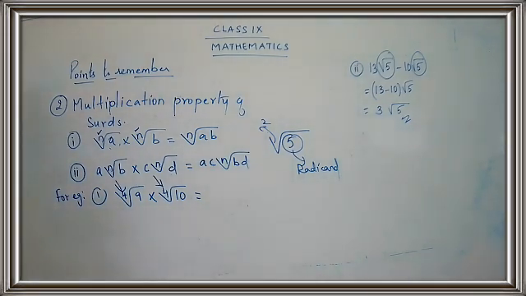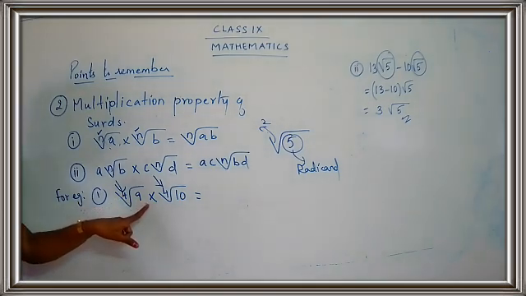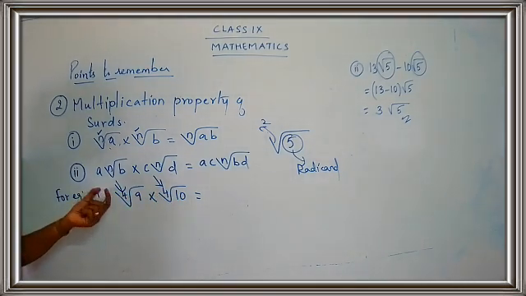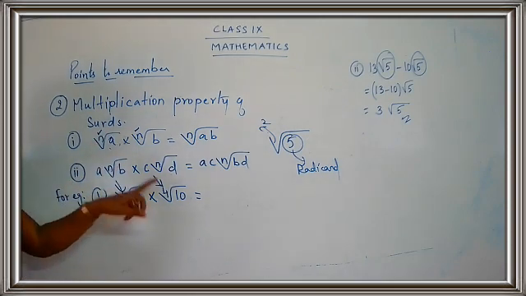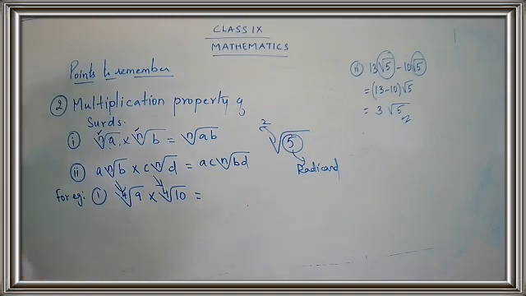Okay, children. Let's consider an example: 4th root 9 into 4th root 10. I have told you that you have to get the same root. So what is the root here? It's 4. What is the root here? 4. If you have the same root, you can multiply the surds.